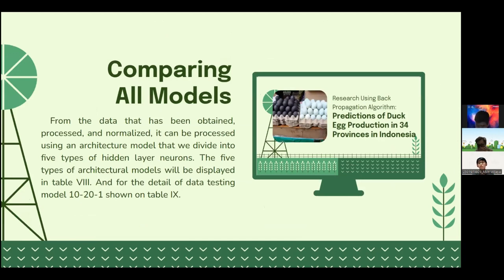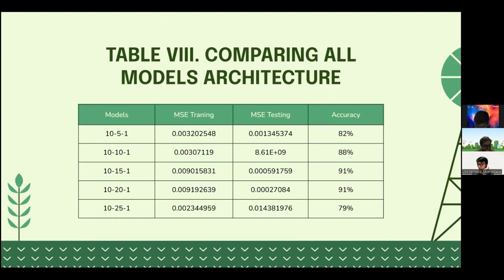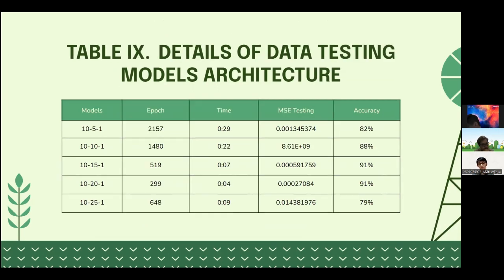Comparing all the models, we use 5 models. That's 5, 10, 15, 20, and 25. On table 8, comparing all models of architecture. It shows us the MSE training, MSE testing, and accuracy from all 5 models. On table 9, details of data testing model architecture show us the models, epoch or the iteration, the time that the model needs to calculate the data, MSE testing, and accuracy.